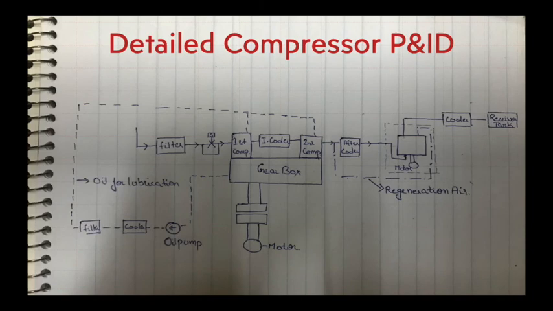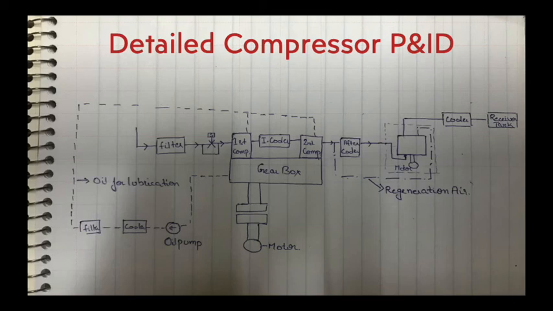So it's a detailed compressor PNID of a two-stage compressor. In this, again, the air enters into the compressor through a filter in order to separate the dust particles. In the path there is a solenoid valve which is either a full open or full closed type. The purpose of the solenoid valve is to regulate the flow in case the compressor is running in unloaded condition, so that a minimum flow is always established through the compressor so that the compressor never gets overheated.